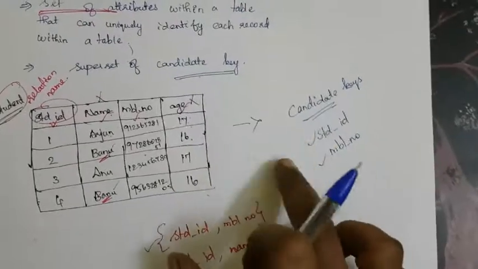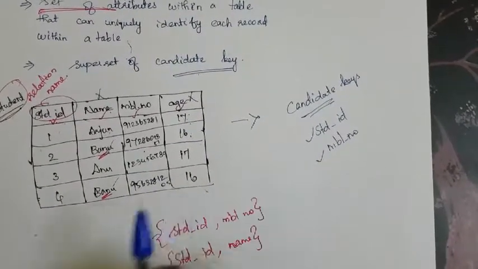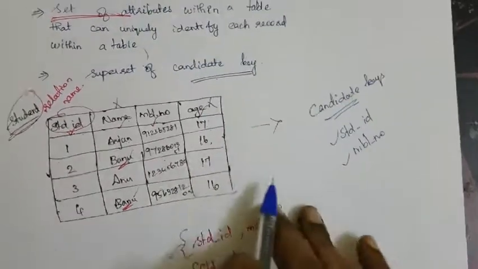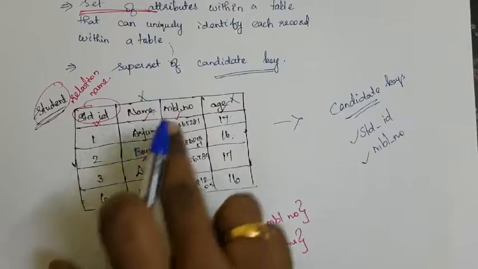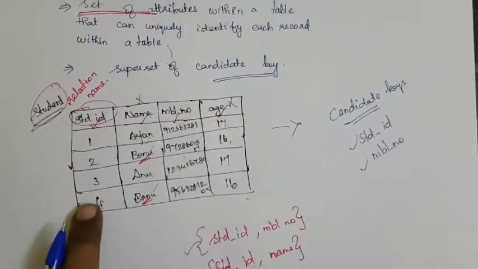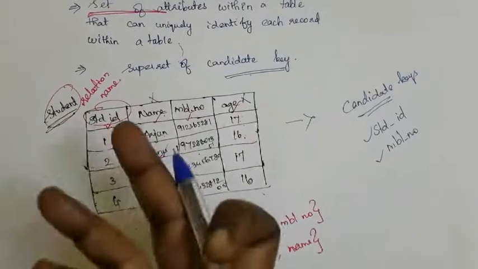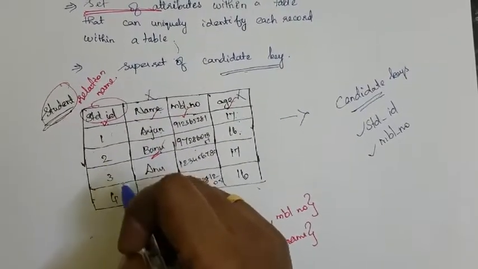Okay, candidate keys must have a unique value, and the value of a candidate key will never be null. What is the meaning of null? Empty. It should not be empty. If you consider an attribute as a candidate key, it should not be a null value. Null value means there will be no value in that. So it should not be null.